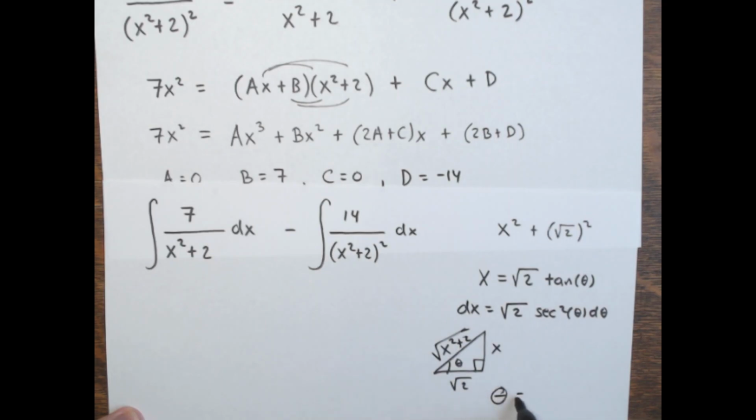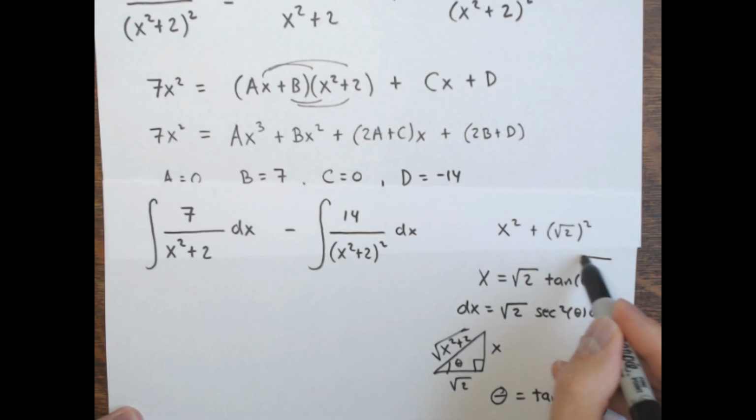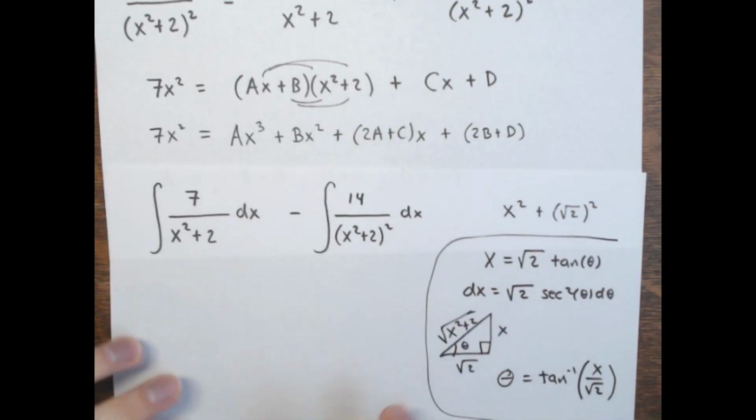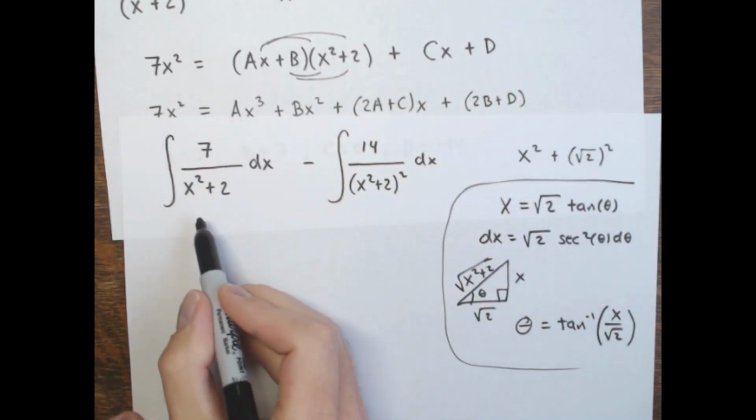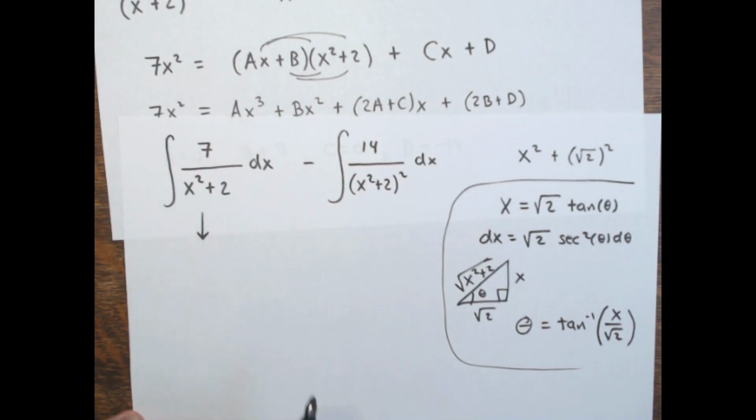And then theta must be the inverse tangent, or the arctangent, of x divided by the square root of 2. Okay, so doing these things to both these integrals. Now, if you look at the last example, I'm just going to skip to the end.